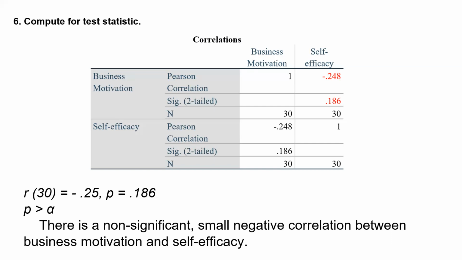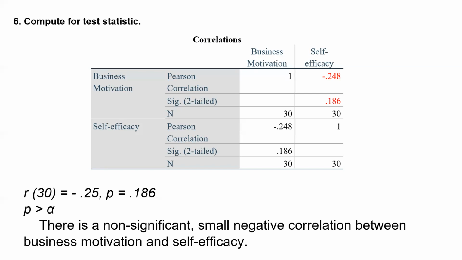However, you can choose business motivation to self-efficacy, and here is the value. So your r, your Pearson correlation, is your r. And the Sig. (2-tailed) again is your p value.